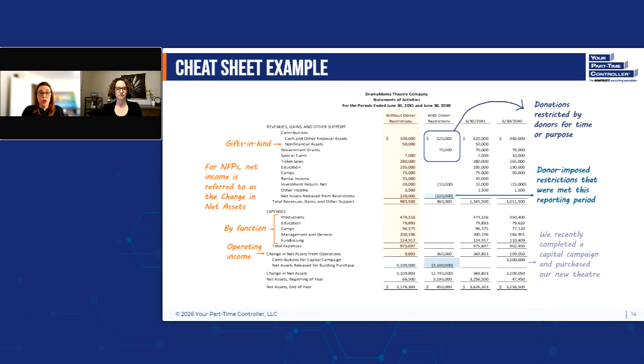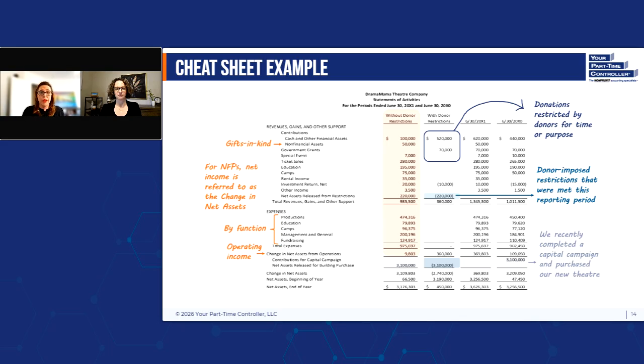And then the dark blue circle is really helping explain donations with restrictions. And then a little bit lighter in blue text and highlight, you see that we're explaining releases from restrictions. And then the gray highlight and text is helping to explain what's going on with the capital campaign.